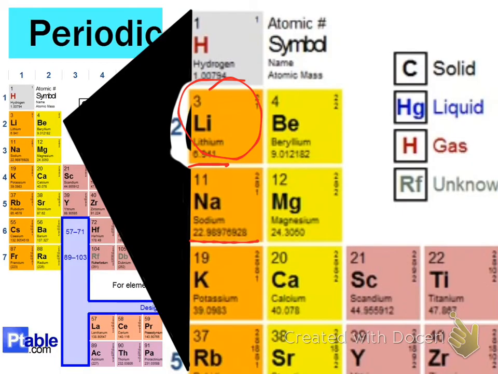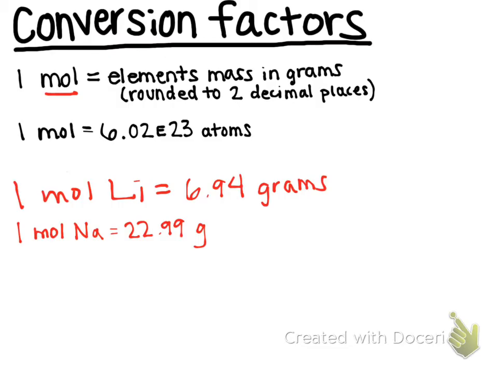We could look at potassium. 1 mole of potassium is the mass of potassium rounded to 2 decimal places, which would be 39.10 grams. To find the molar mass, as we call it, or to convert moles to grams, you look at the atomic mass and round it to 2 decimal places.